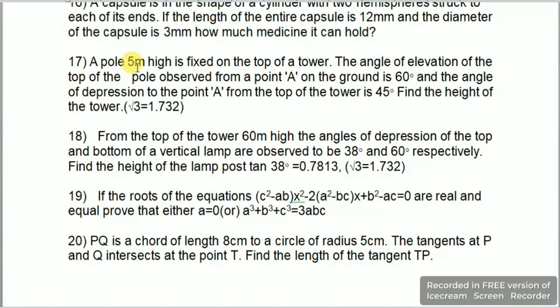17th question, a pole 5 meters high is fixed on the top of a tower. The angle of elevation of the top of the pole observed from a point A on the ground is 60 degrees and the angle of depression to the point A from the top of the tower is 45 degrees. Find the height of the tower.